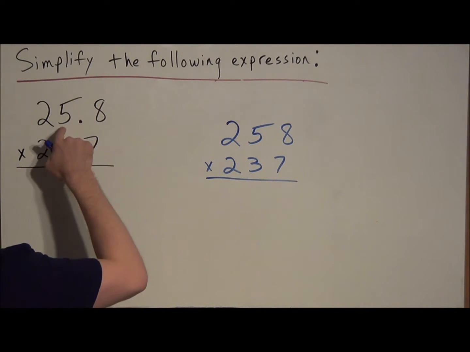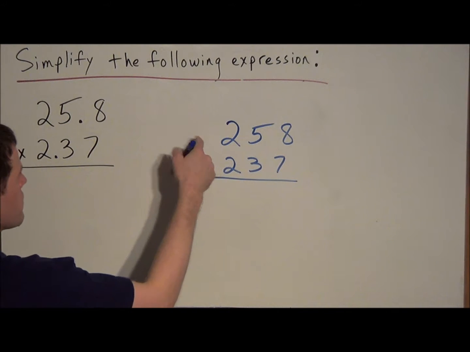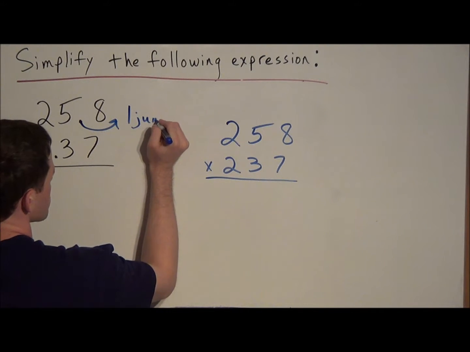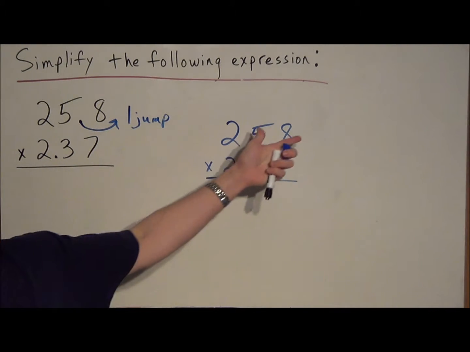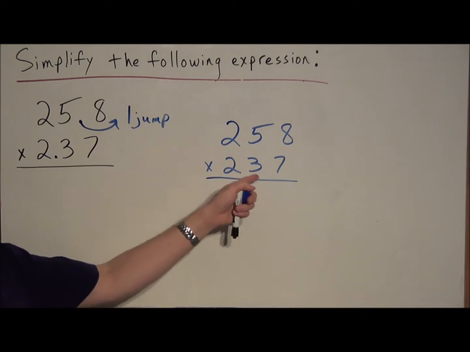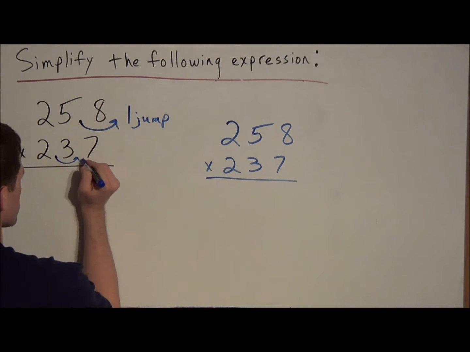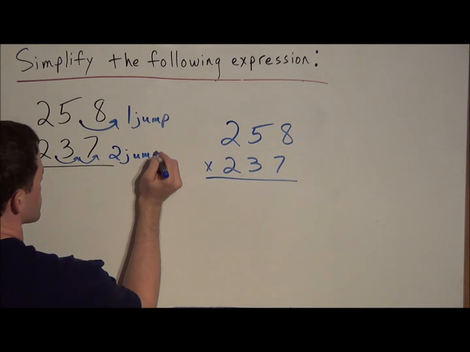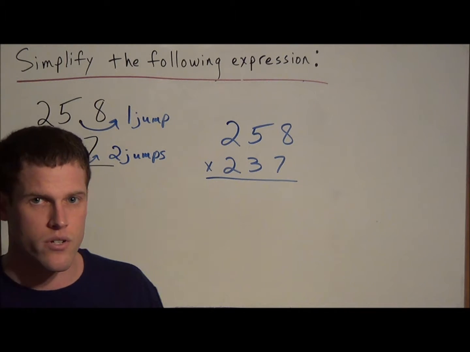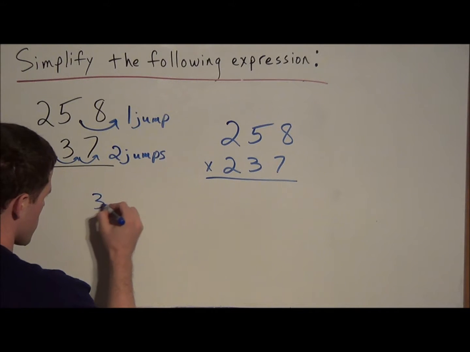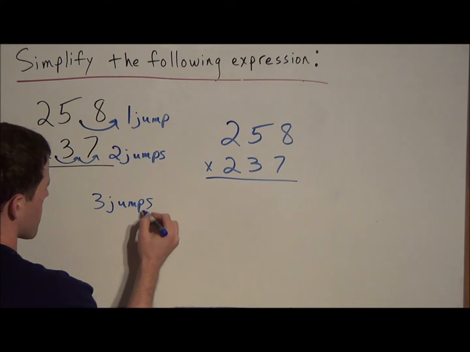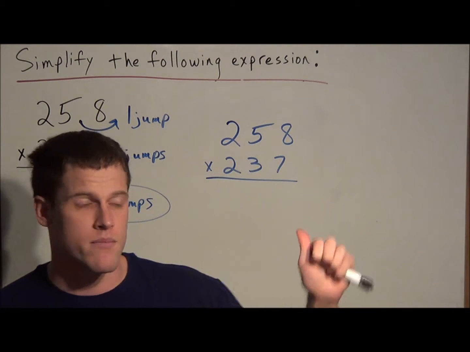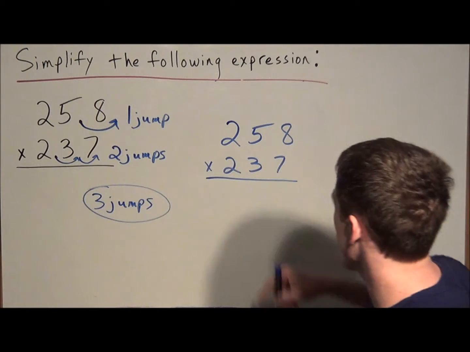And the way to do that, notice 25.8 can be transformed to 258 if we move this decimal once to the right. So this would be one jump, and it would transform 25.8 into 258. To transform this number into 237, we would have to jump once, and we'd have to jump a second time. So this one would have two jumps, and it would transform 2.37 into 237. So altogether, just keep this number in the back of your head that we're going to have to pay back 3 jumps. We jumped 3 times to the right, so when we're done, we're going to have to jump 3 times to the left. So considering that, now we could go forward and solve this problem.